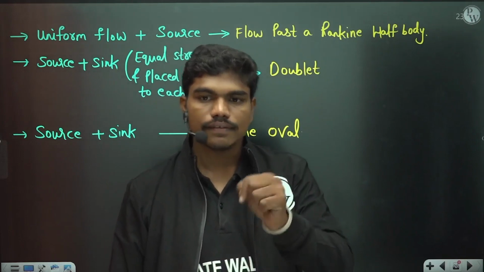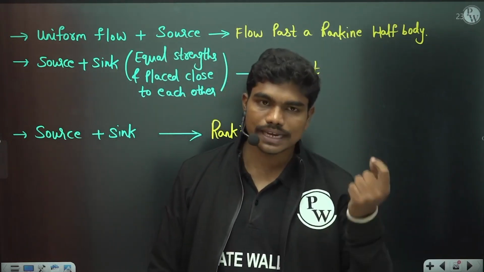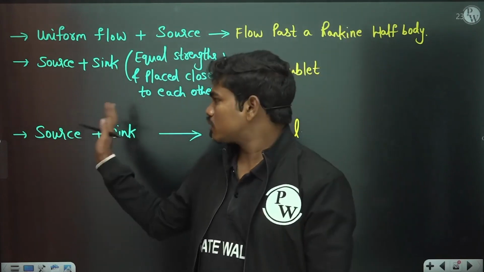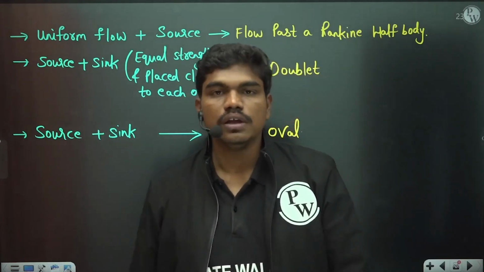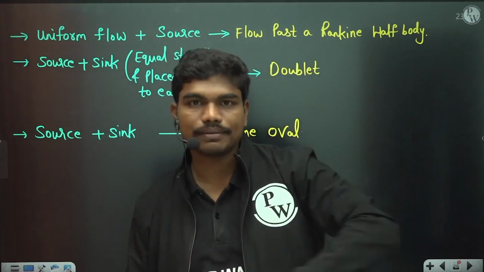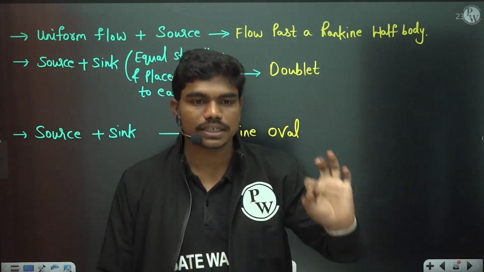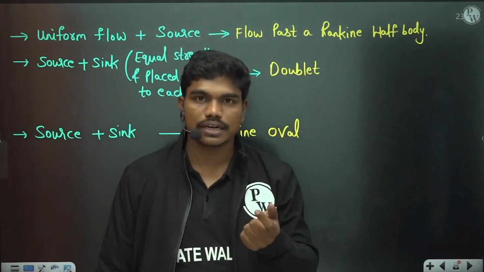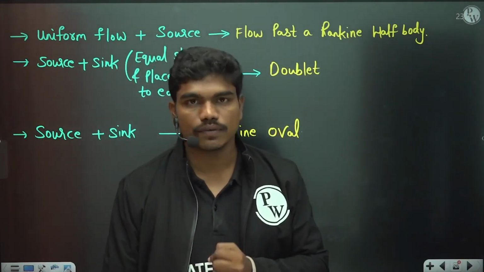So if you see, in case of a doublet, when you did the analysis, the streamlines are concentric circles, correct? But whenever you take the concept of source and sink, we will actually get ellipses instead of circles. That's why it's called a Rankine oval, because m1 and m2 are not equal in that case. Okay, so that's why this is the case of a Rankine oval.